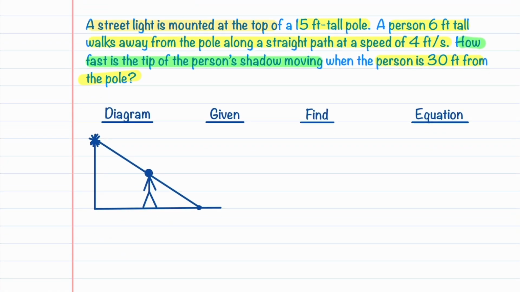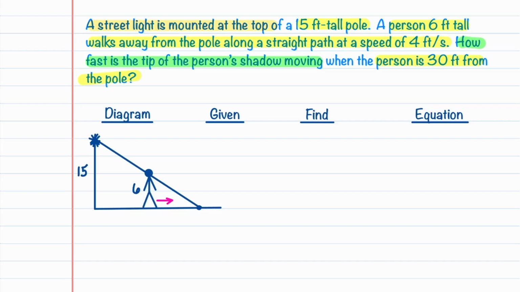What we're going to do first is look at our diagram and put some variables in there, and then we'll write down what we're given, what we need to find, and then the equation that relates those two. We're told that the street light is on top of a 15-foot pole, so we'll mark this length as 15. And then we have a person that is 6 feet tall, so we'll label this as 6, and they are walking away from the pole. So let's make an arrow like this so we can see the direction that they're walking. And they walk away from the pole at a speed of 4 feet per second.